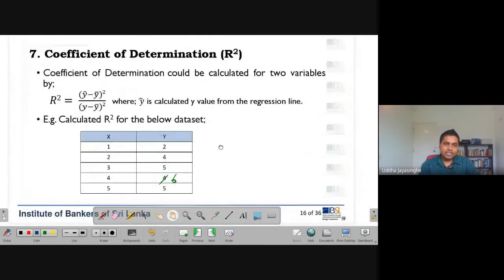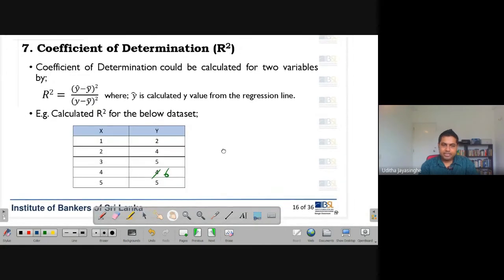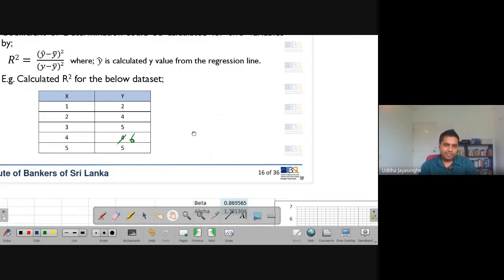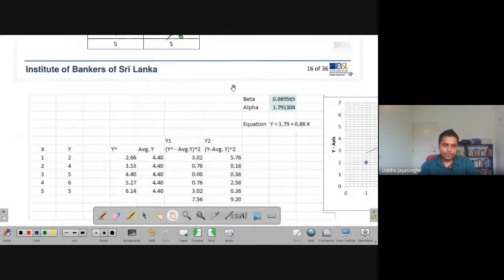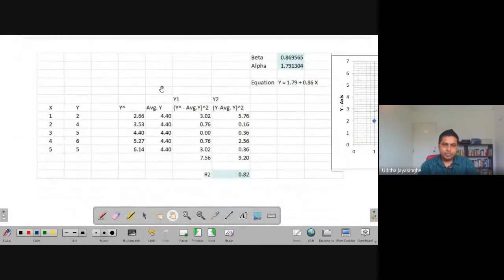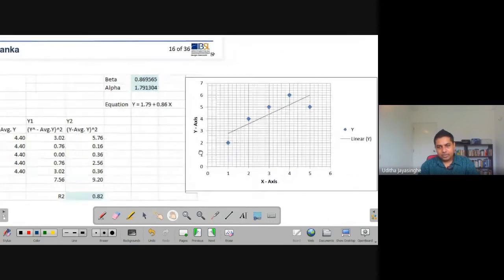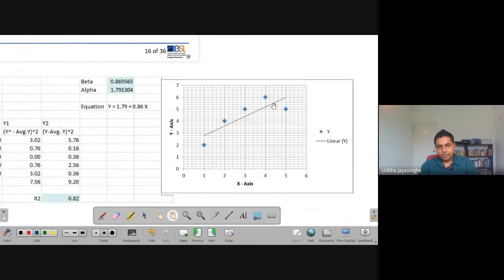So calculate r square for the below data set. It's the same data set that we used previously: 1, 2; 2, 4; 3, 5; 4, 6; and 5, 5. Here I will directly take the value of this equation, y is equal to 1.79 plus 0.86x. This is the particular line that I will be using.